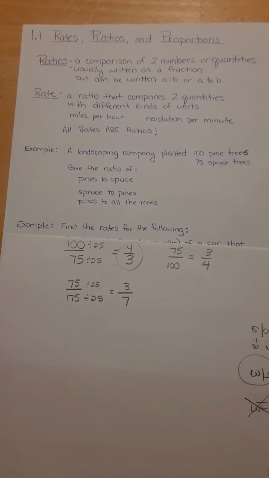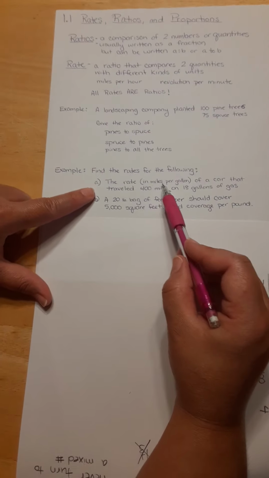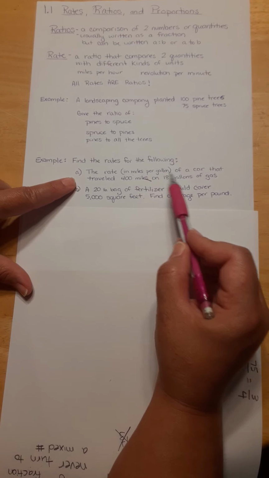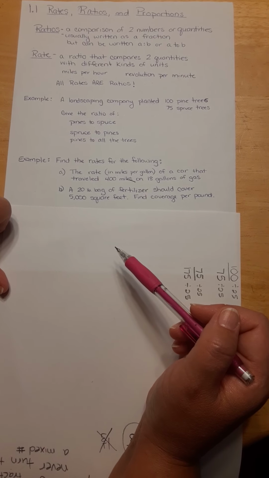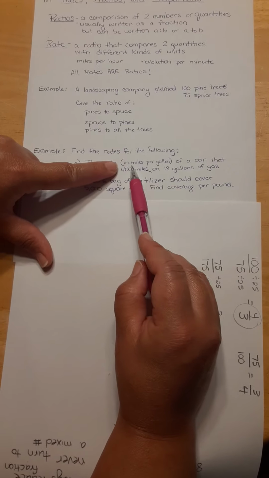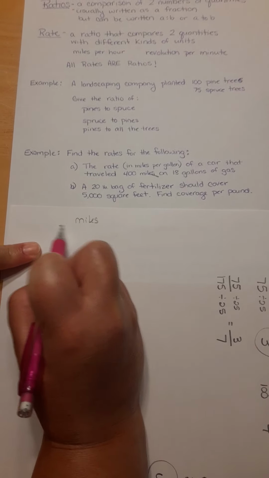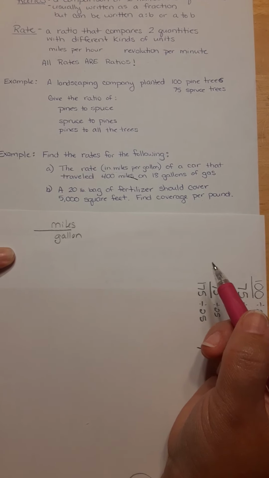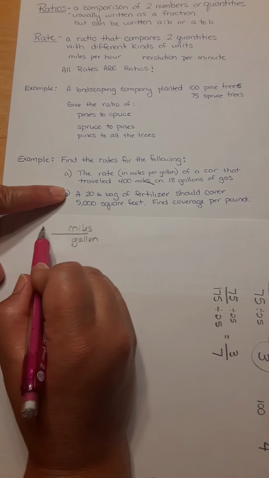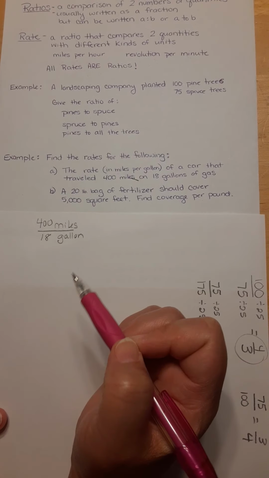Okay, let's go ahead and look at rates and practice some with rates here. Okay, we've got two examples. Our first example says the rate in miles per gallon is what they want us to look for of a car that travels 400 miles on 18 gallons of gas. Now watch it. What was the rate they were doing? They wanted miles, so miles have to go on the top with gallons on the bottom. So now we're going to look at our story problem, and they gave us 400 miles out of 18 gallons. Okay, that is a rate.